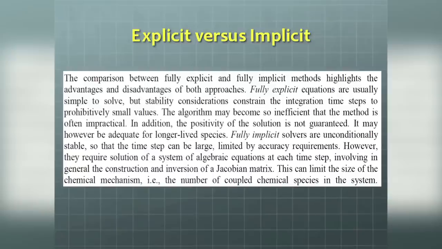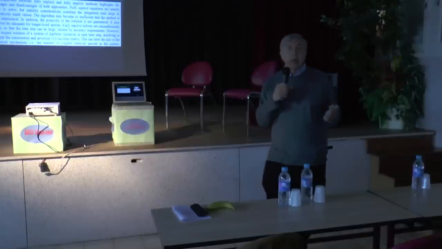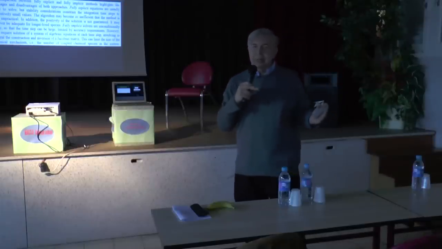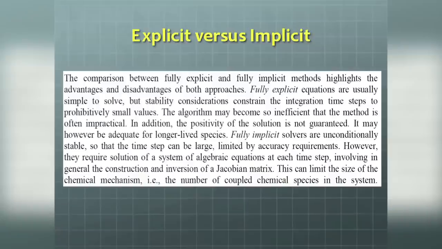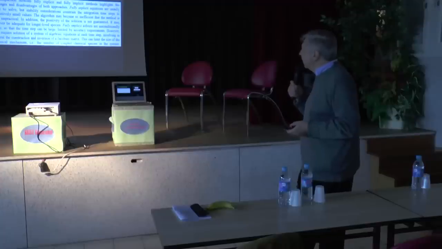Fully implicit solvers are unconditionally stable. They're always stable, so the time step can be large; it's usually limited, of course, by accuracy requirements. If you take too large a time step, it's not going to be very accurate. However, they require the solution of a system of algebraic equations at each time step, involving in general the construction and inversion of a Jacobian matrix. This can limit the size of the chemical mechanism, because it becomes very difficult to solve. The matrix might become large.